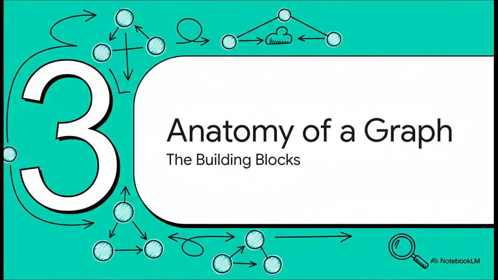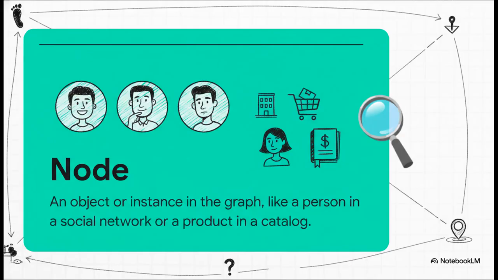So, how does a graph database actually work under the hood? It might seem really complex, but honestly, it all boils down to just three simple building blocks. Let's break them down. First up, you have the node. This is simply a thing. It can be a person, a place, a product, an account, really any individual object you want to keep track of. Back on our crime board, these are the photos of the suspects.